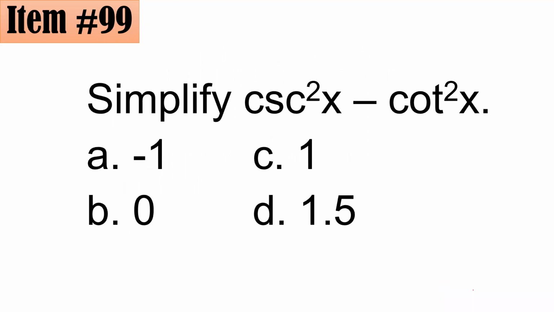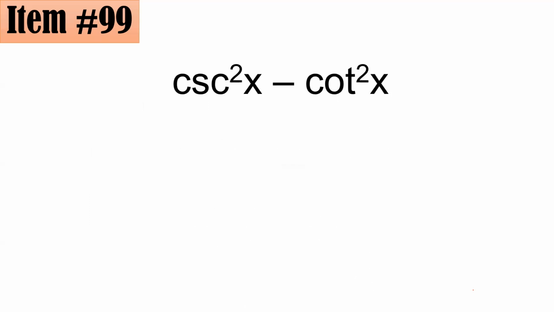99. Simplify cosecant squared x minus cotangent squared x. Is it A, -1, B, 0, C, 1, or D, 1.5? All right. Marami po ang sumagot ng letter. I mean, so far sa lahat, no? Apat na sumagot, sa 5 pala. C yung sagot ninyo. If you answered 1, actually it's based on the Pythagorean identity.